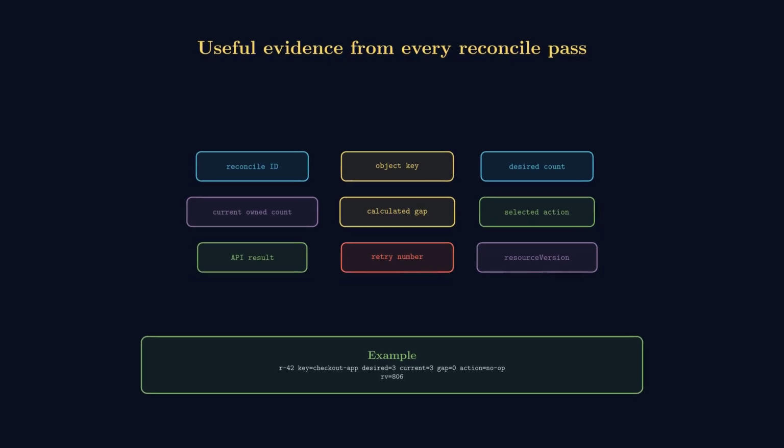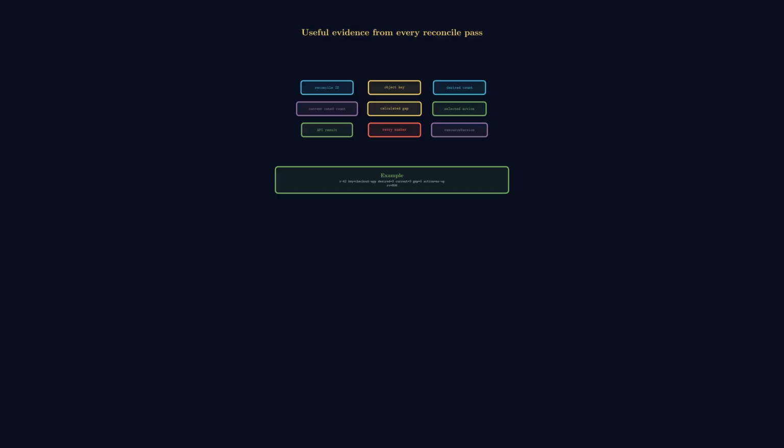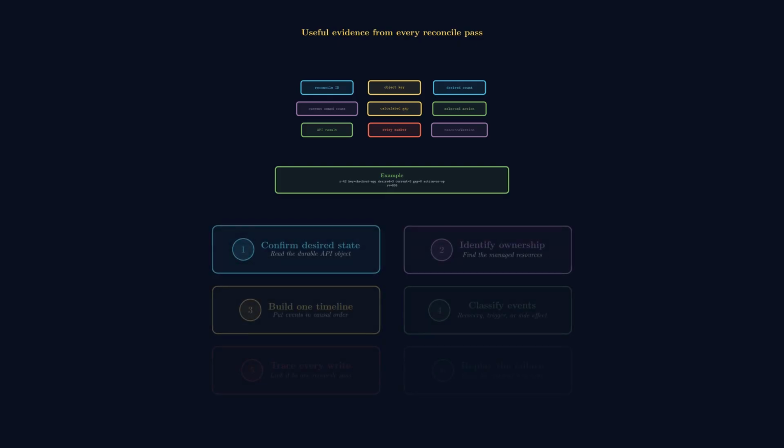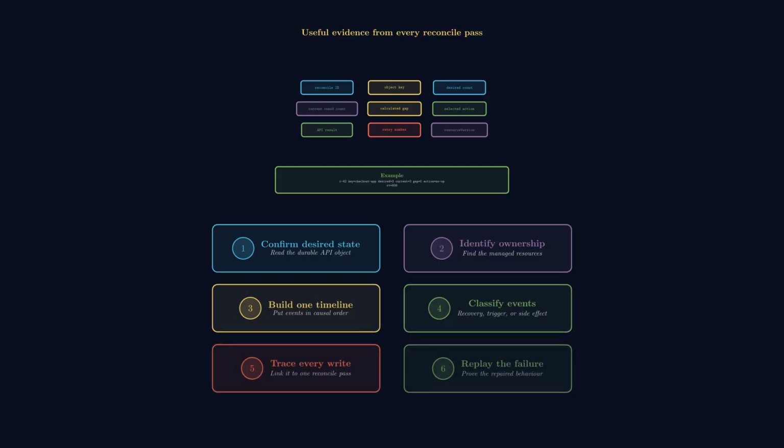This investigation gives us a simple way to debug similar problems. First, check what Kubernetes was actually asked to do. Then identify which resources belong to that application. Next, put the important events in the order they happened. Separate normal recovery steps from actions that change the cluster. For every change, find the exact reconciliation that caused it. Then fix the first place where the controller acted on old information instead of checking the latest state.